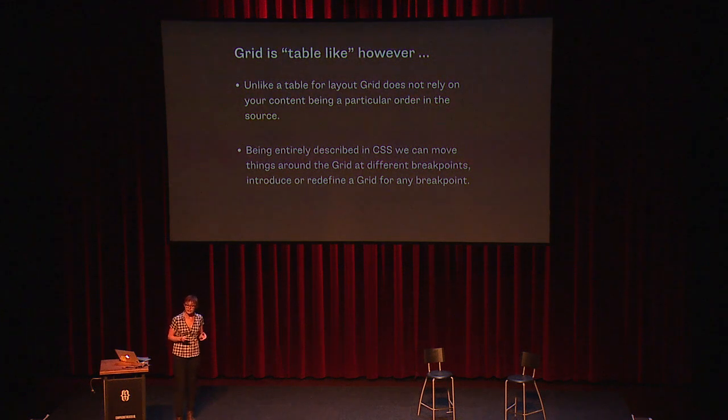Now, when I started out, I was using tables for layout. I'm sure some of you were. And Grid kind of feels a little bit like using tables in some ways. But of course, it doesn't rely on you structuring your content and splitting up your content in the way that you did if you were using tables. And also, we're entirely describing our layout in CSS here. There's nothing in the markup that describes our layout. So that's very different from using a table. And it also means that at different breakpoints, we can declare a grid, or we can remove a grid, or we can redefine the grid, which, of course, you can't do with a table.